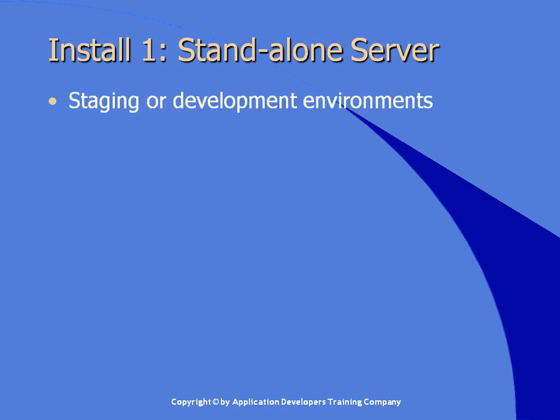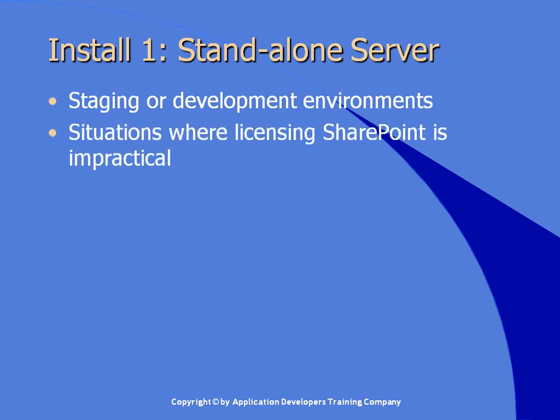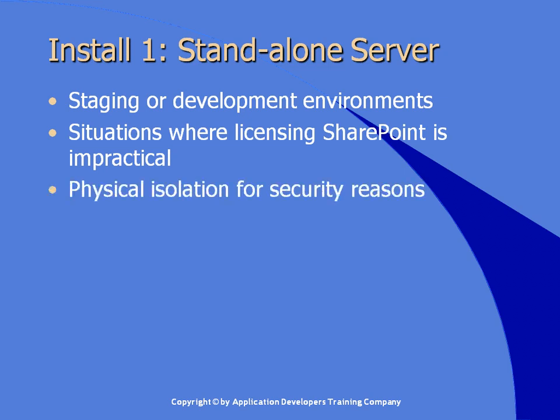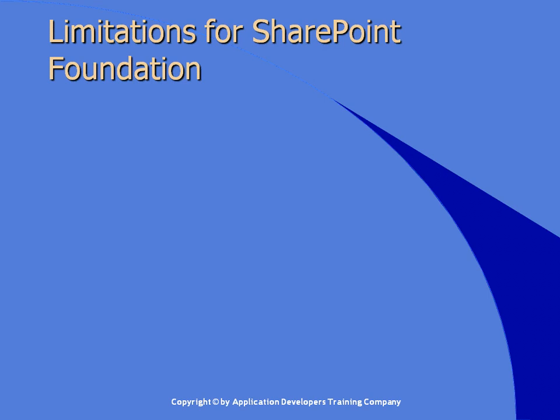Standalone server. As we discussed a moment ago, staging and development environments primarily. You can certainly use less RAM and dual core for these environments so you don't need so many resources. Situations where licensing SharePoint is impractical. It could be an MSDN license. It could be trial software that you're using specifically for a particular demo. And physical isolation for security reasons. You may have it out in your DMZ for external access, and you want to keep it completely separate from the rest of your SharePoint environments.